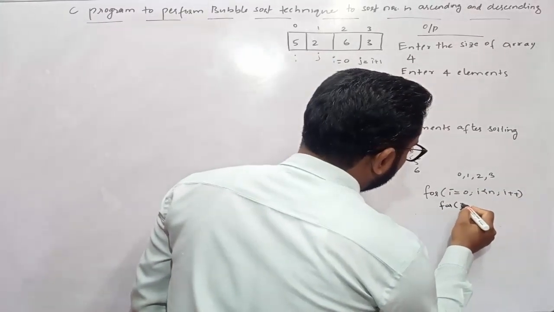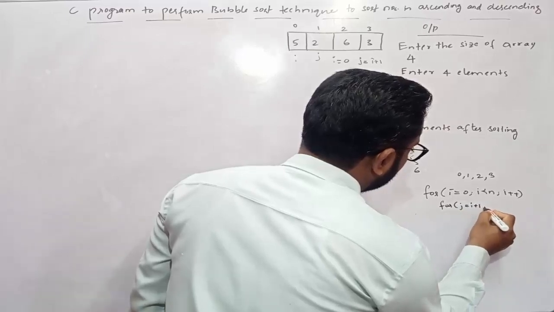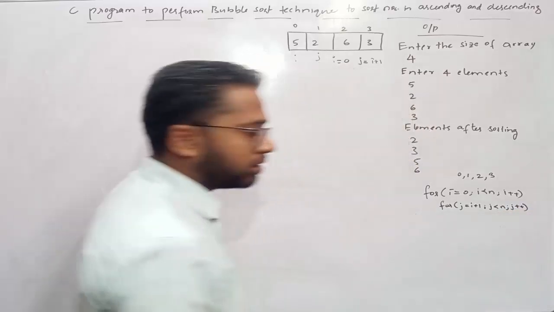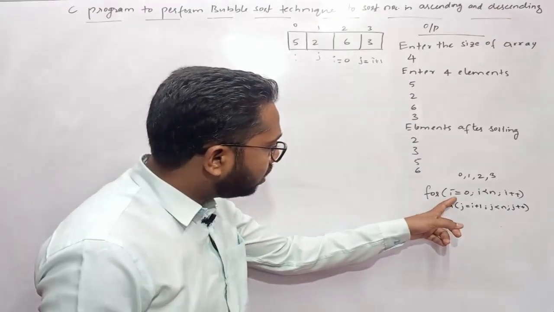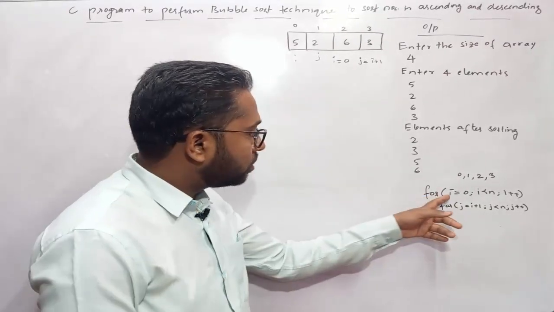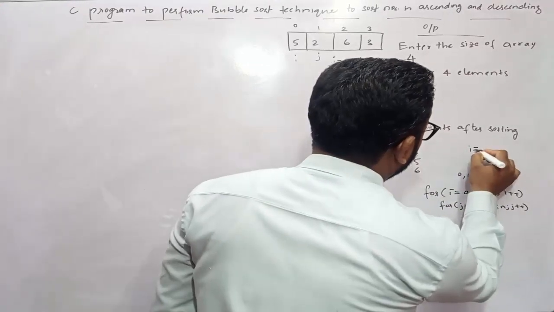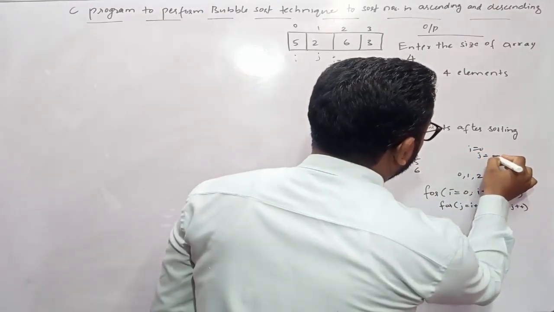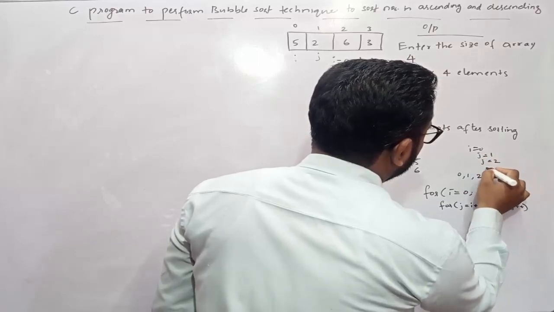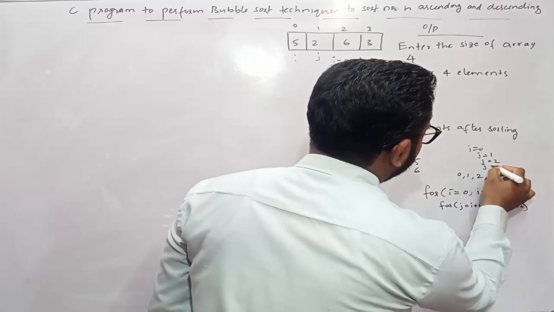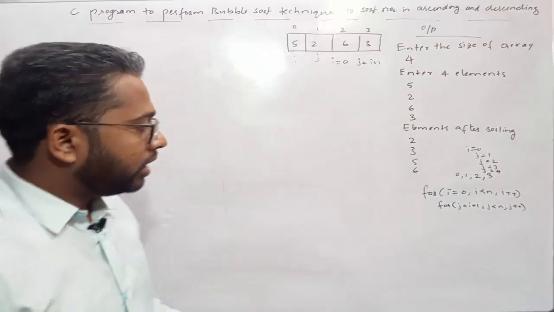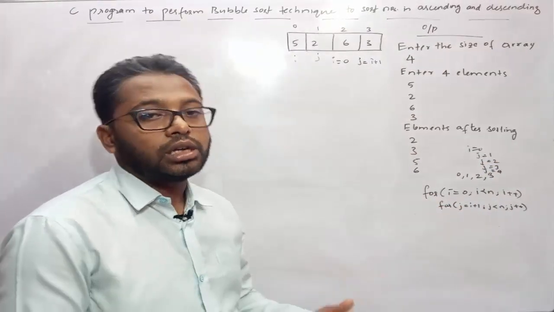Next, the J loop. The J loop will run from J equals I plus 1, J less than n, J plus plus. That means for the value of I equals 0, J will run 4 times: I equals 0, J equals 1; I equals 0, J equals 2; I equals 0, J equals 3; and I equals 0, J equals 4. So for each value of I, J will run 4 times.